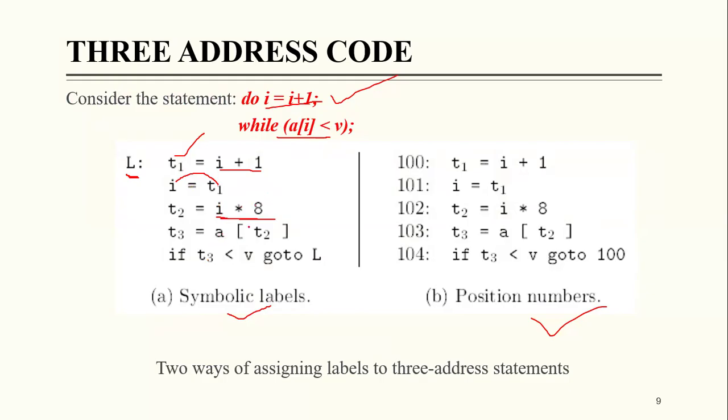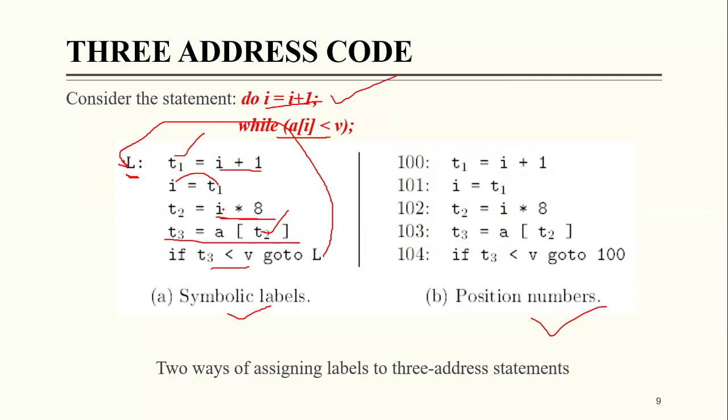Now a of t2 references the element at that offset. That's why we calculate i star 8, which helps locate the memory location. So a of t2 is assigned to t3, which is equivalent to a of i. Now it checks: if t3 is less than v, then go to L. If the condition is true, it goes back to L and again increments i using a temporary, which is assigned to i.